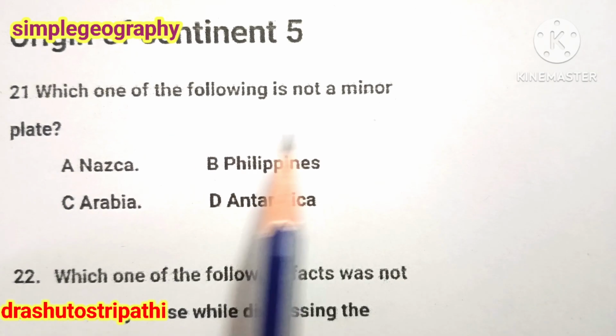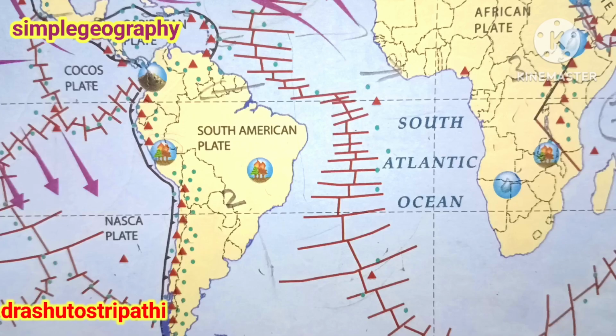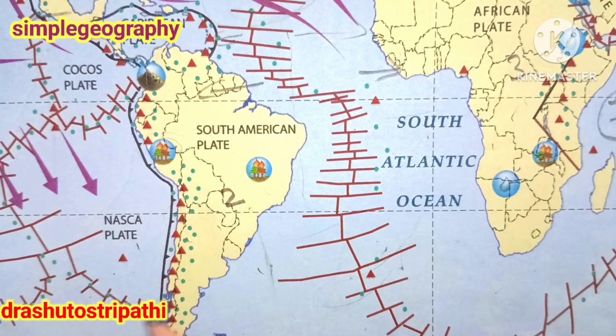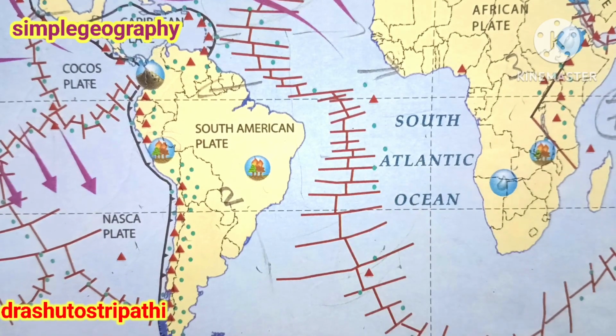Which one of the following is not a minor plate? Nazca Plate, Philippines Plate, Arabia Plate, Antarctica Plate. If you see the map, this is the Nazca Plate, this is a minor plate, this is a South American plate, this is a major plate.